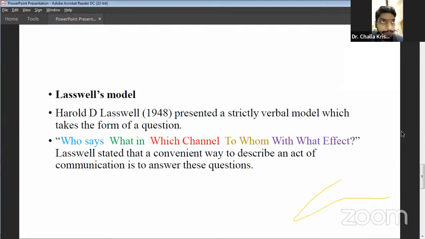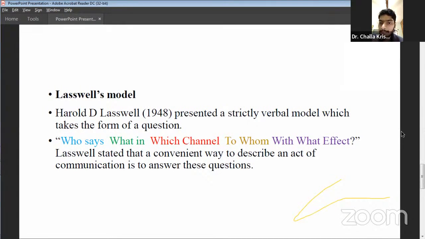In journalism, we have the 5 W's and 1 H: what, where, when, why, who, and how. Similarly, Lasswell's model is the invoker or initiator of this. Lasswell's model says who says what. Who means the sender. Says what: what means the message. In which channel means the channel. To whom means the receiver. With what effect?